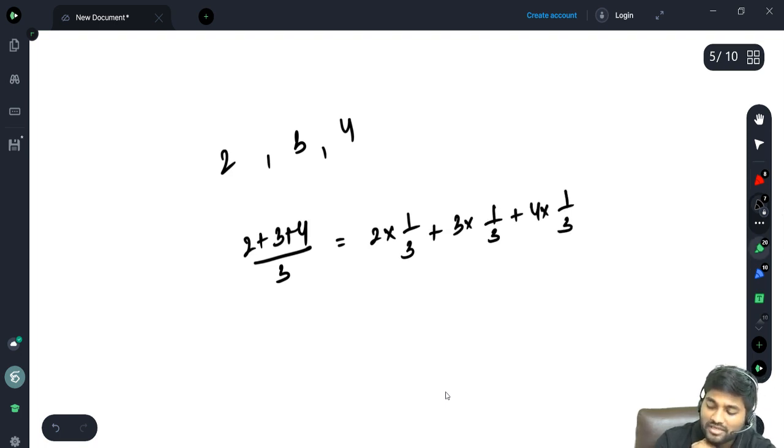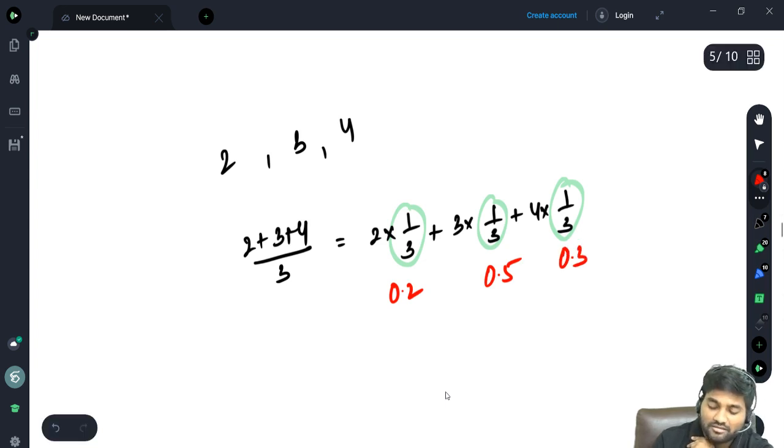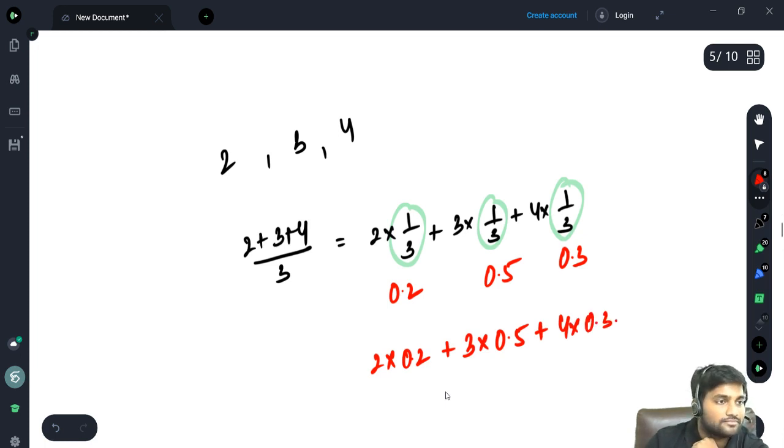Since the weights are equal here, but the weights can be unequal as well, they might say that the probability that 2 will occur is 0.2, the probability that 3 will occur is 0.5, and the probability that 4 will occur is 0.3. So 2 into 0.2 plus 3 into 0.5 plus 4 into 0.3. Is it okay?